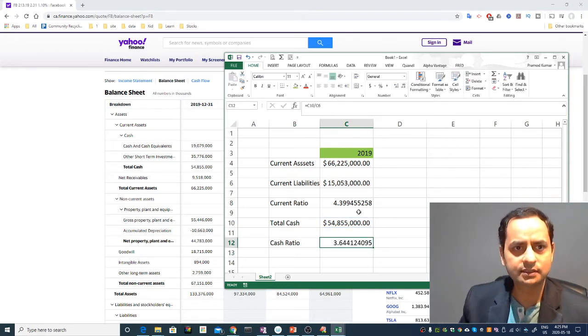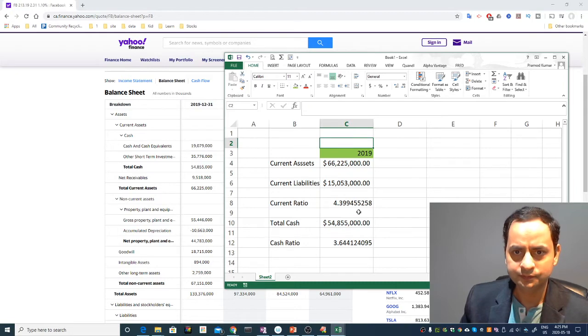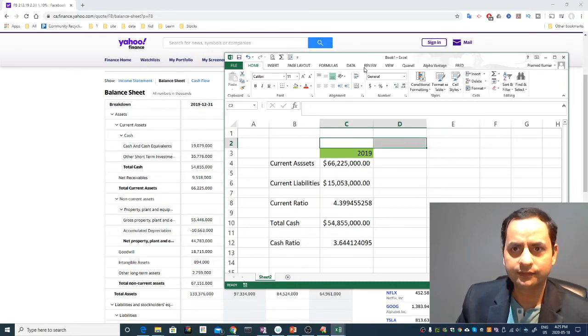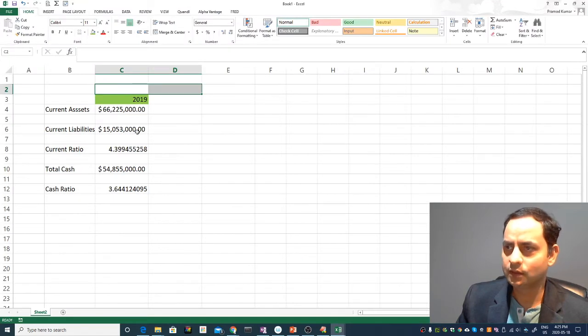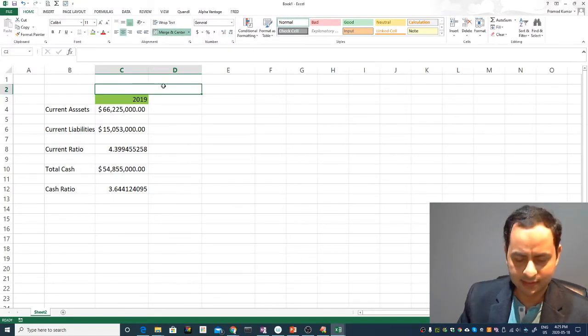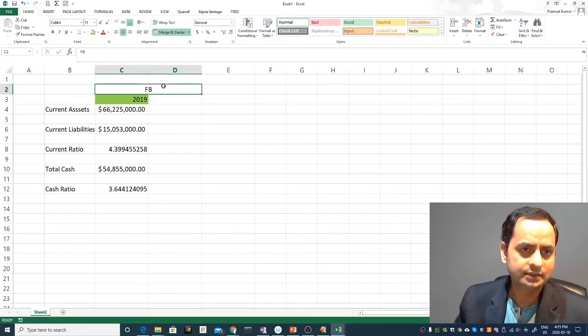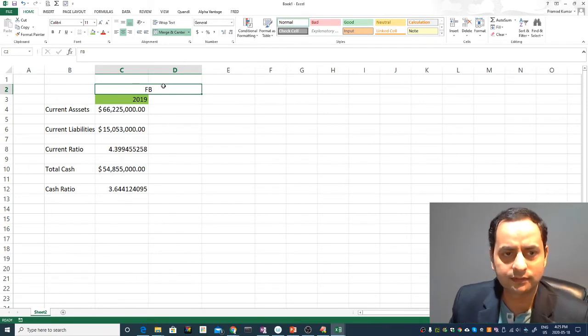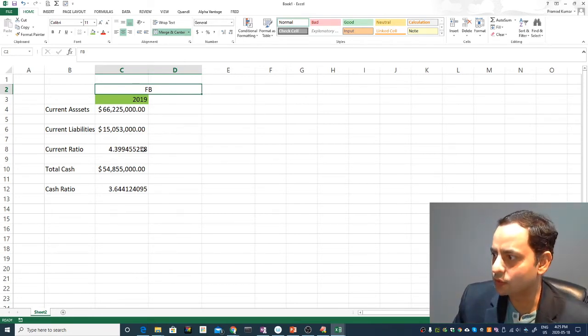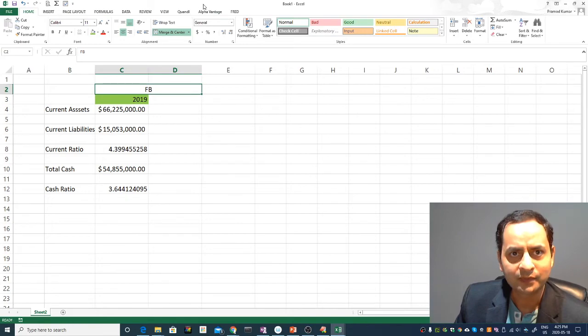Also notice this is the Facebook stock. This stock is very good in terms of the solvency ratio and the liquidity ratio.